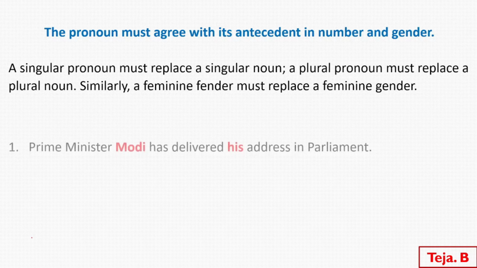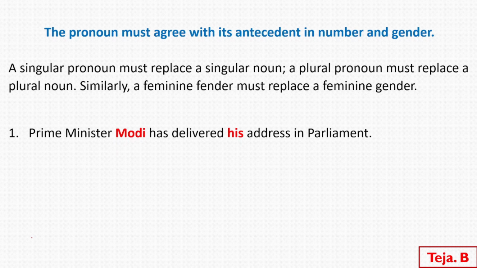Let's see in detail. Here is a sentence. Prime Minister Modi has delivered his address in Parliament. Here, his is a pronoun, right? Masculine gender pronoun. The antecedent is Modi. Modi is a masculine gender. That's why here we use his but not her. The reason is Modi is masculine gender. What I'm telling you, a feminine gender must replace a feminine gender. A masculine gender must replace a masculine gender.